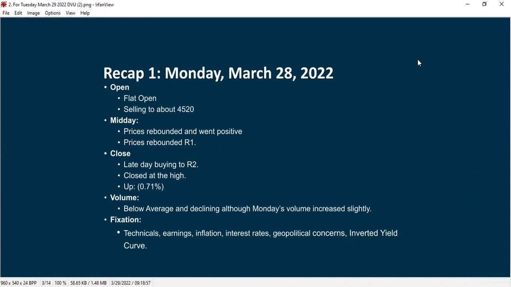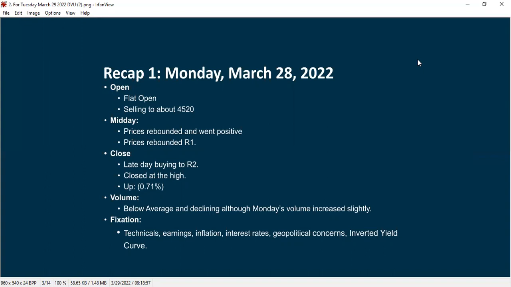So it was looking like we were going to be negative. We went back and were able to go into positive territory. We rebounded all the way up to R1. Then as the day went on, there was some late day buying that took prices all the way up to R2, and we ended up closing right at the high. So we were up 0.71%.